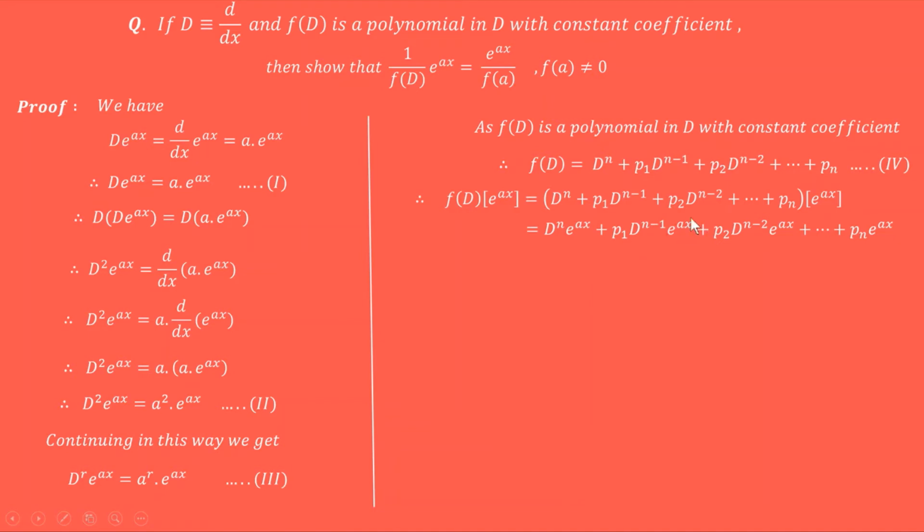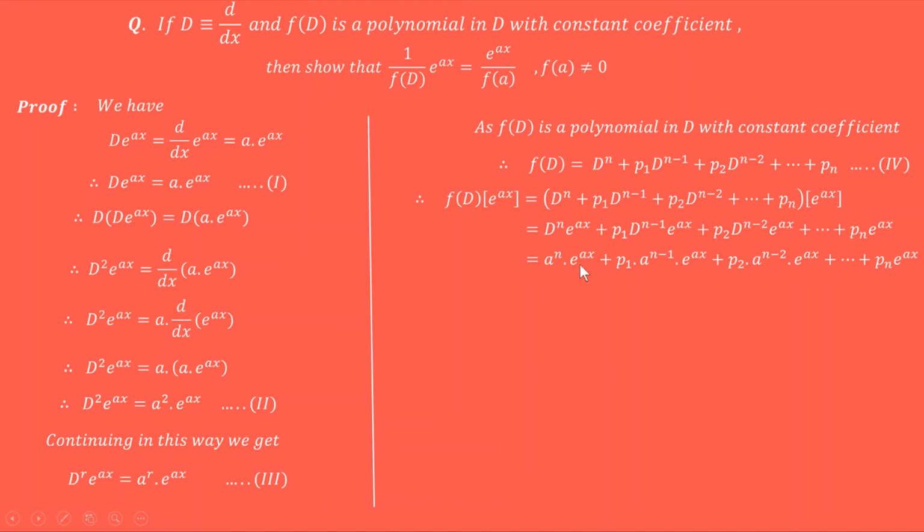D raised to n minus 1 e raised to ax, the value of this is a raised to n minus 1 e raised to ax. And continuing in this way, we get this is equal to a raised to n e raised to ax. Here p1 as it is, the value of this is a raised to n minus 1 e raised to ax. p2 as it is, the value of D raised to n minus 2 e raised to ax is a raised to n minus 2 e raised to ax, plus dash dash dash pn e raised to ax.